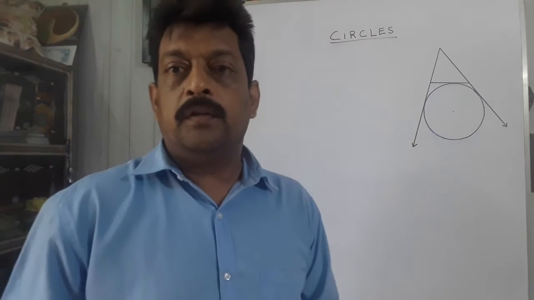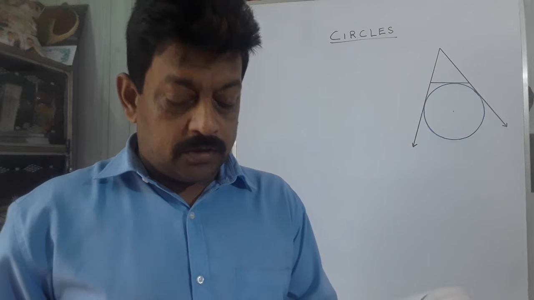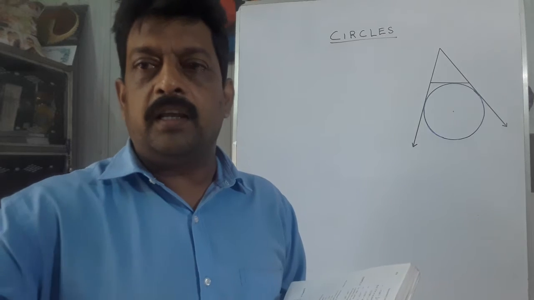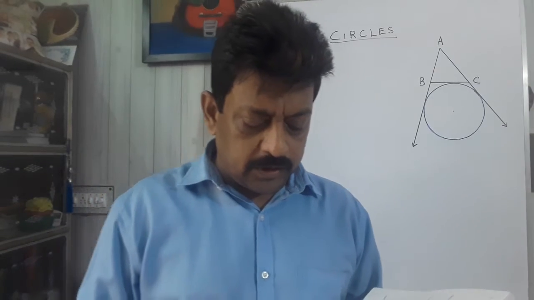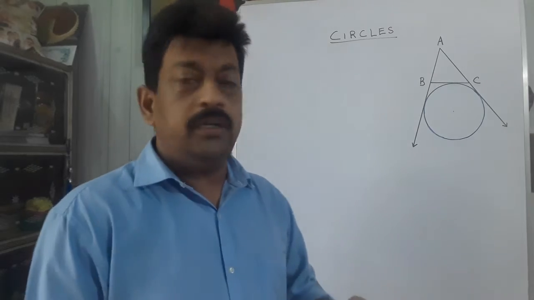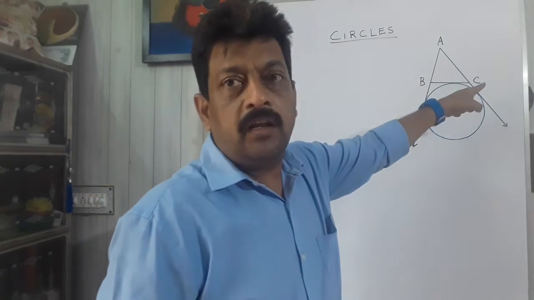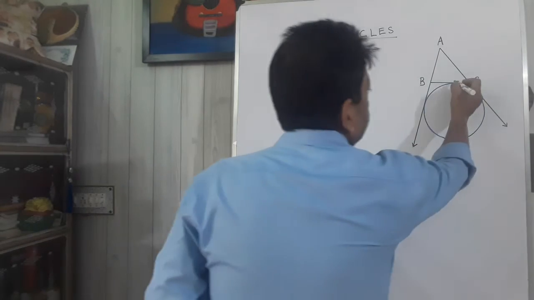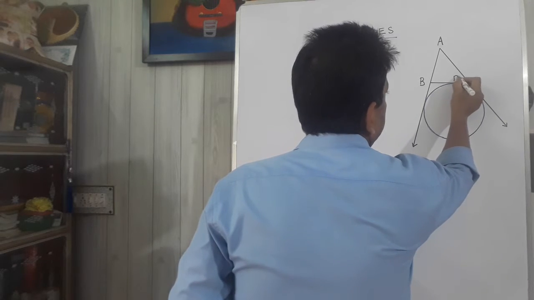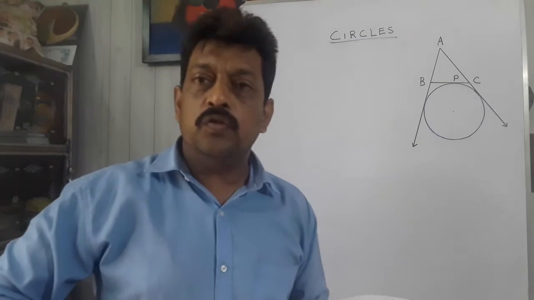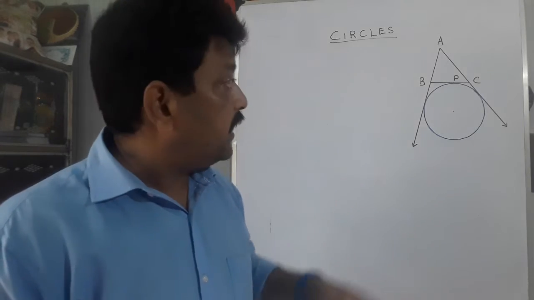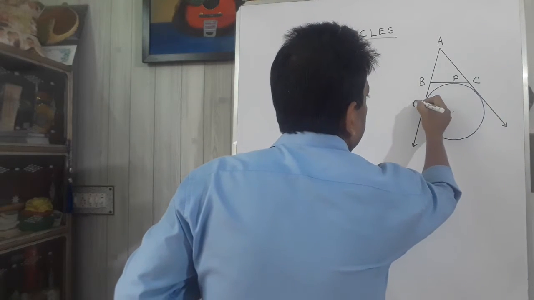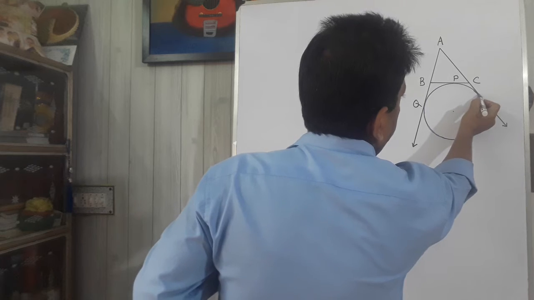A circle is touching the side BC of triangle ABC. You can see in the diagram, ABC is a triangle and a circle is touching the side BC at P. This is P. And it is also touching the side AB produced at Q and AC produced at R.